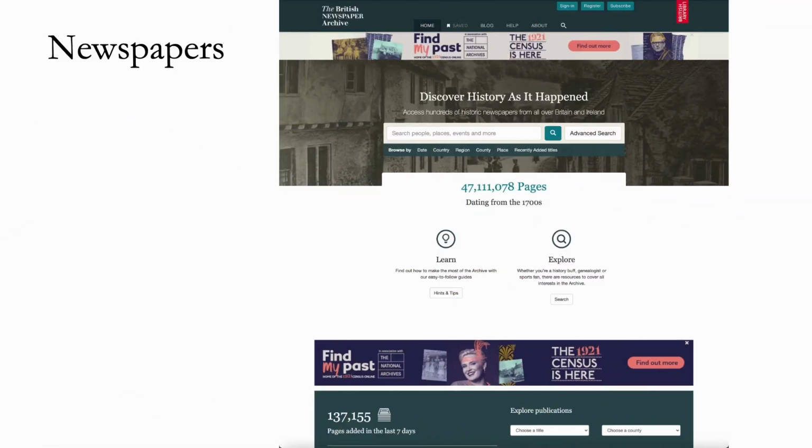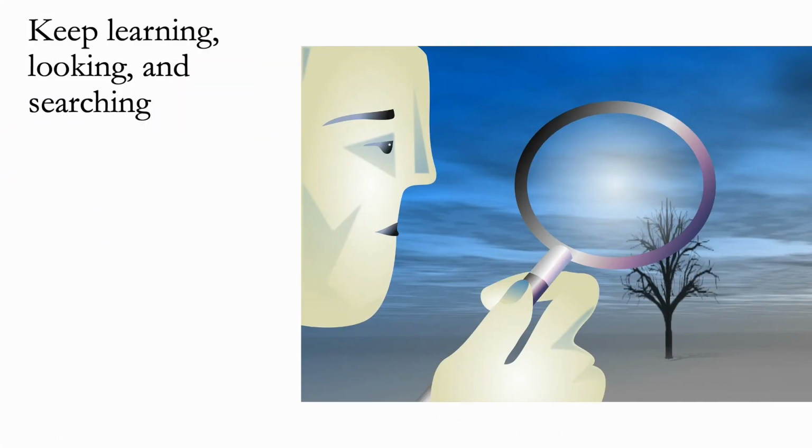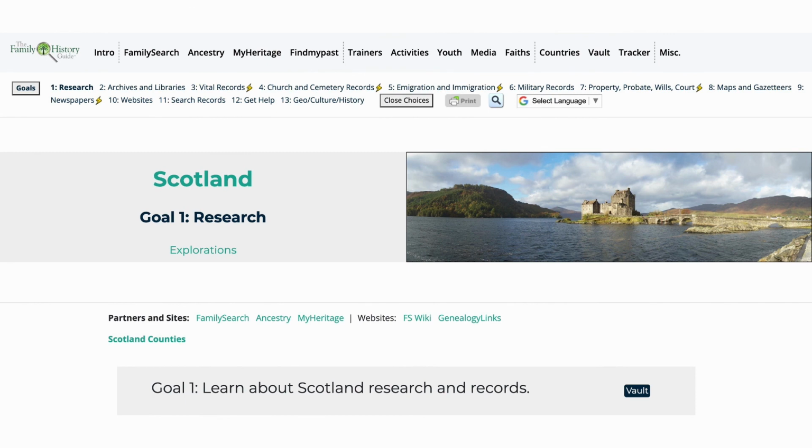Newspapers are always a good source of genealogical information. The British Newspaper Archive has millions of pages of newspapers dating from the 1700s. Keep learning, looking, and searching. The links in the Family History Guide will provide you with valuable information about how to find your ancestors in Scotland. Study the choices in this goal to develop your research skills.